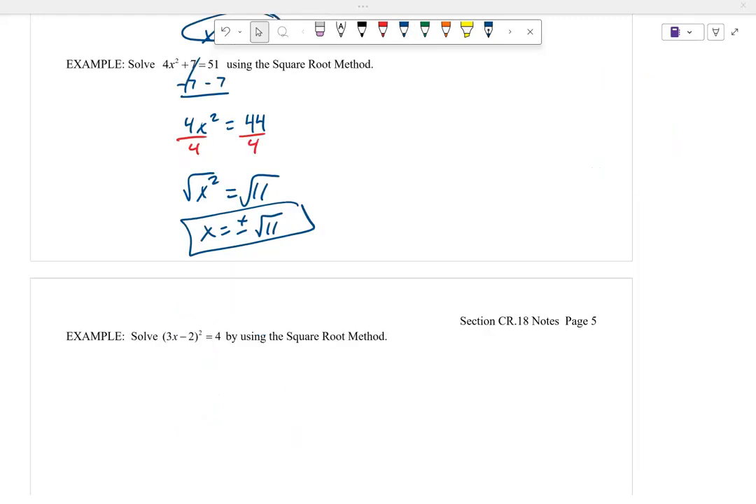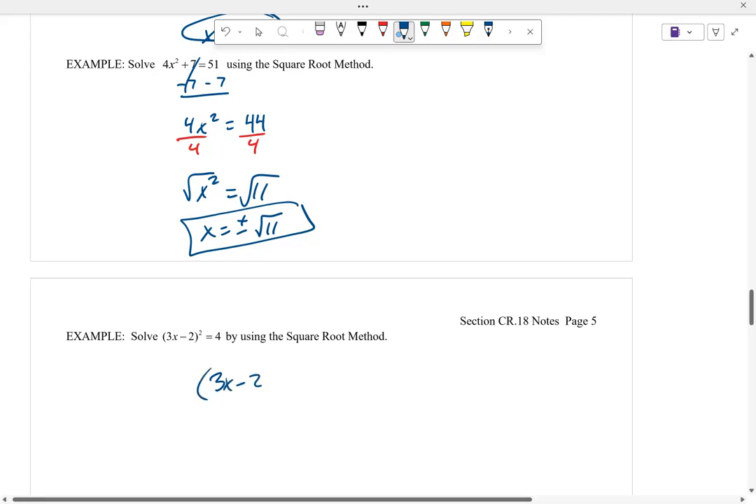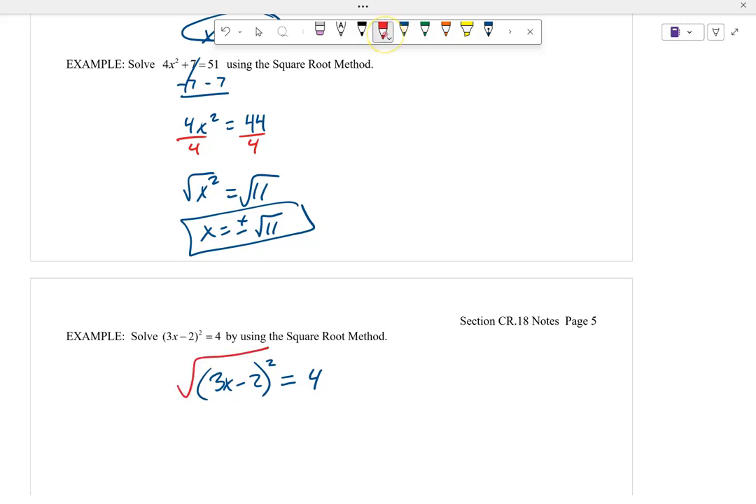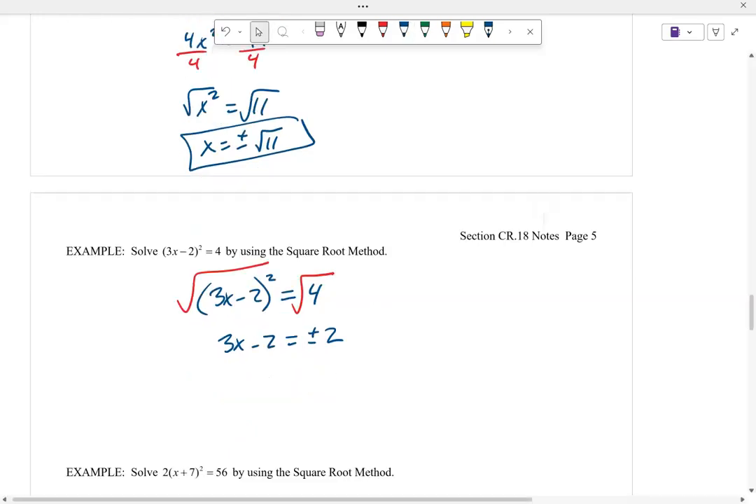This time my perfect square is the 3x minus 2, right? The 3x minus 2 quantity is squared. That's perfectly squared. And I've got the number on the other side, so we could go ahead and just undo the square. So let's square root both sides. 3x minus 2 equals plus or minus. I take the square root of 4, which is 2. So now I got two solutions here.